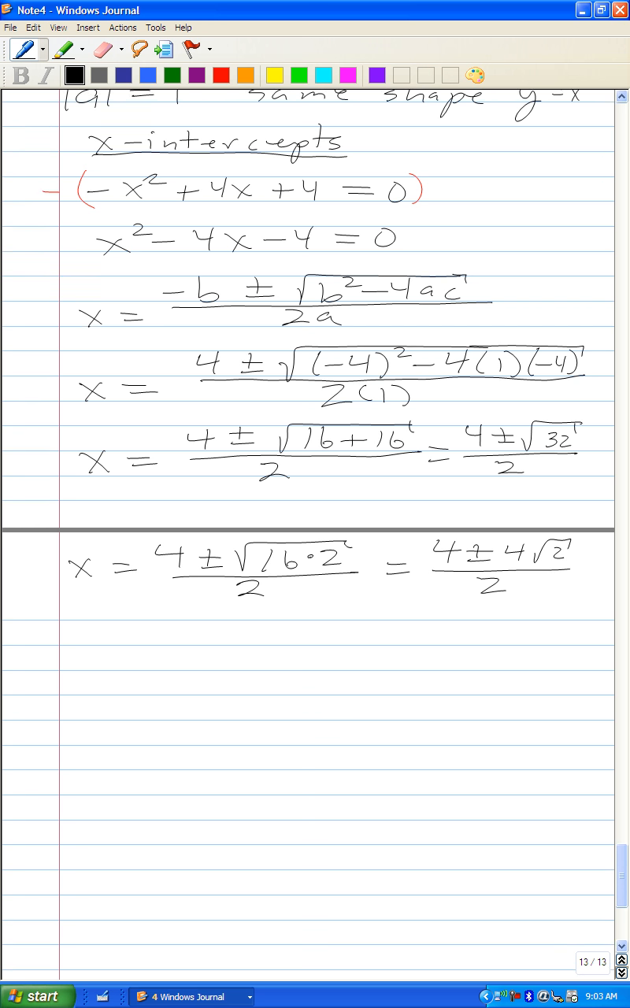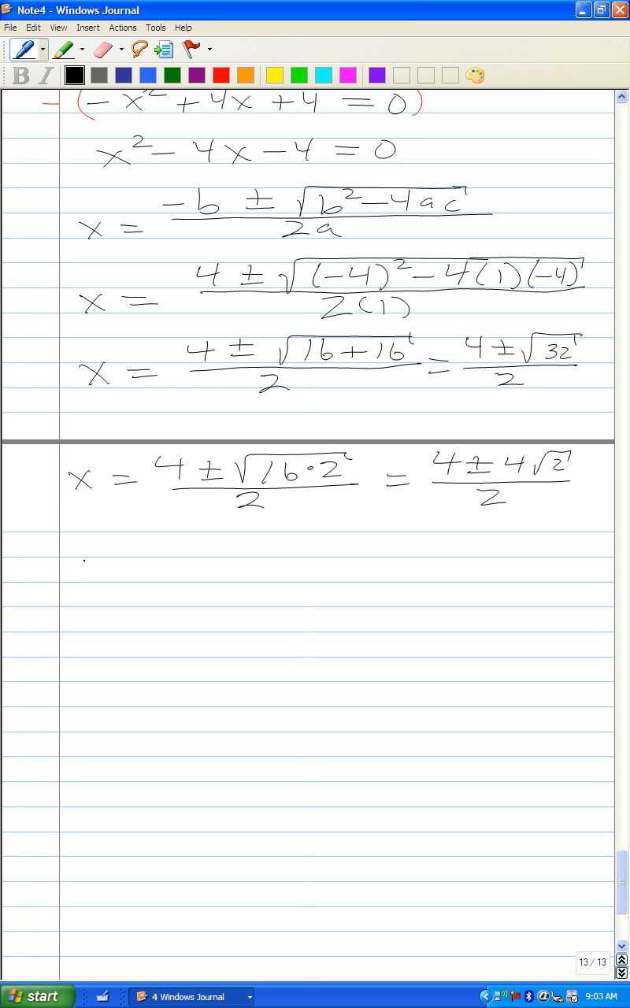Let me factor out actually just a 2 from the numerator so that I can cancel the 2's. That's why I actually only factored out a 2, so I could cancel the 2's. So I get 2 plus or minus 2 rad 2.